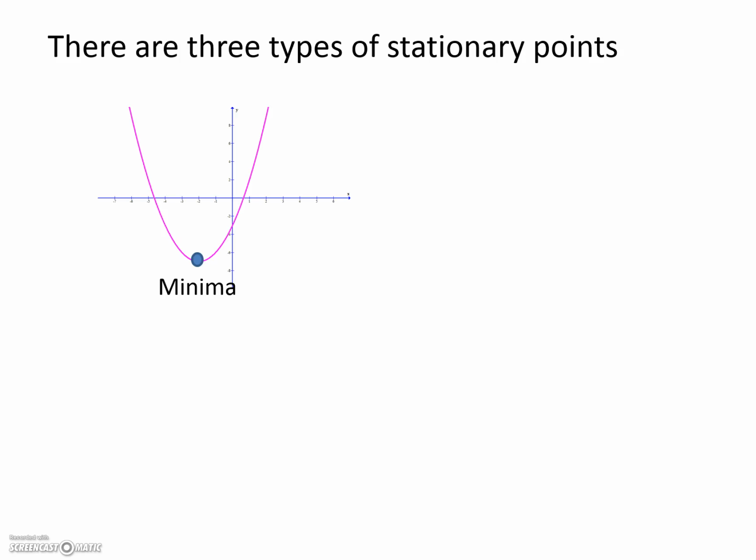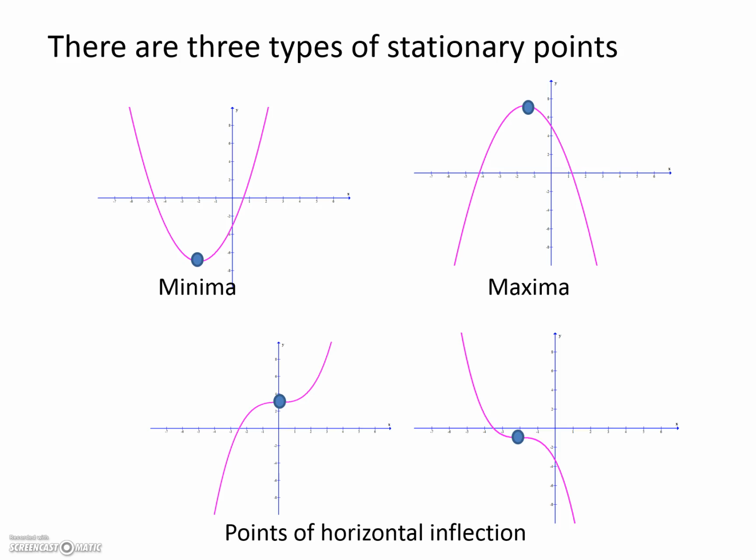Three types of stationary points: minimum, maximum, or points of horizontal inflection. Okay, so at a minimum it goes from a decreasing to an increasing gradient. So with a maximum it goes from an increasing to a decreasing, and for points of inflection it's increasing to increasing or decreasing to decreasing.